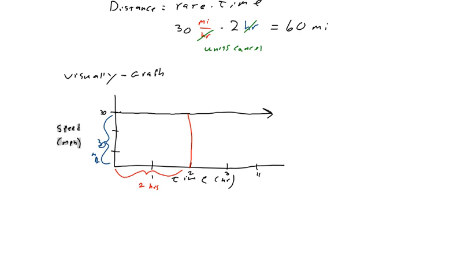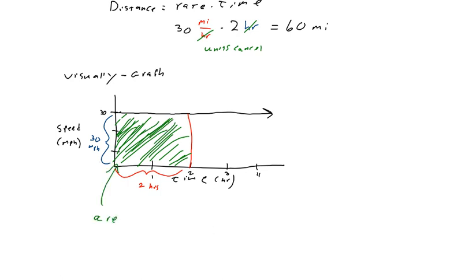Give myself a little more room here. Hold on. This is 30. This is like this distance, the height. I could think of this height as 30 miles per hour. And this distance across on the bottom is 2. So if I were to multiply, what I'm really doing visually is creating an area here. I'm finding the area of this space in the graph.